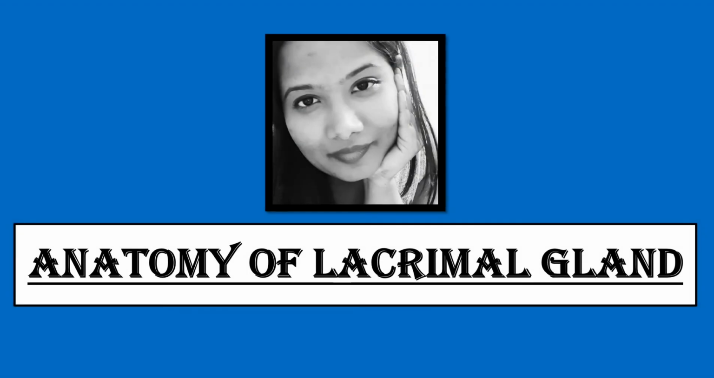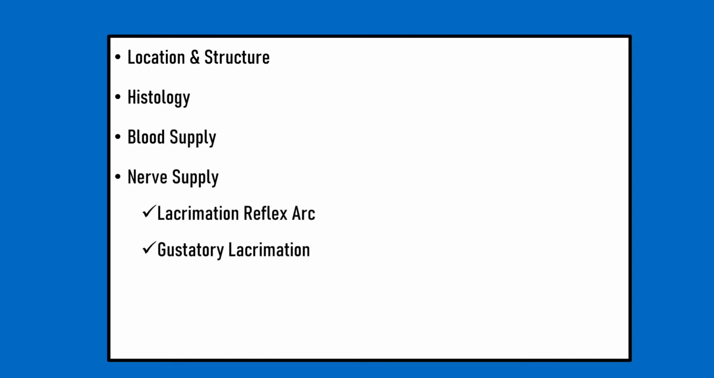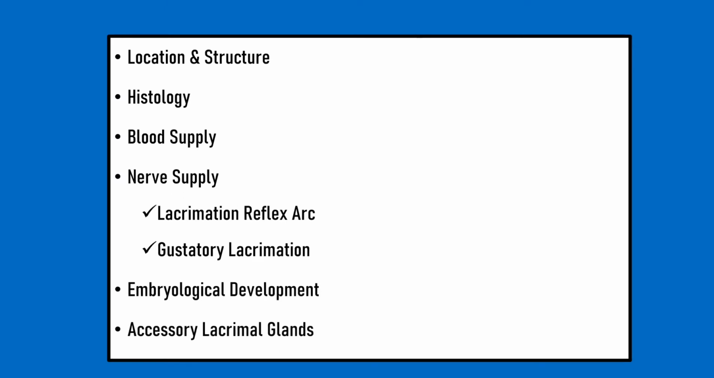In this video, we will discuss the anatomy of the lacrimal gland. We will discuss the location and the structure of the gland, the histology of the gland, its blood supply, its nerve supply, including the Lacrimation Reflex Arc and Gustatory Lacrimation. We will also discuss the embryological development of the gland and also about the accessory lacrimal glands.